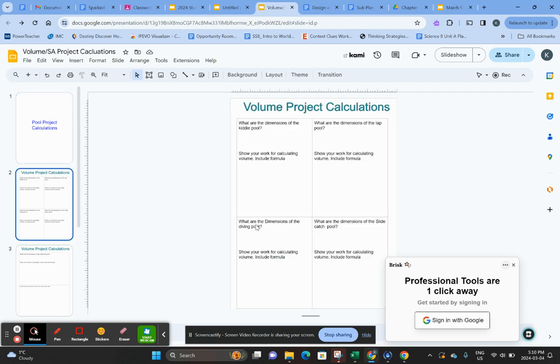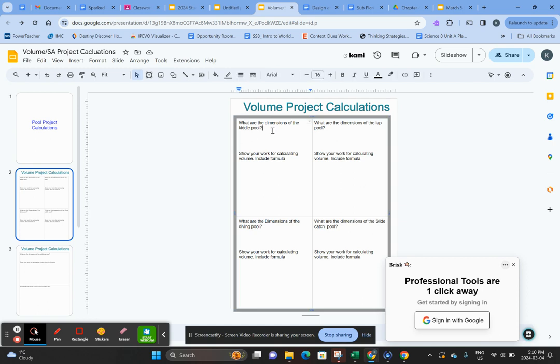So to calculate your pool project calculations, you need to come up with, okay, what are the dimensions of a kiddie pool? Now keep in mind, dimensions of a pool are usually in meters. An Olympic diving pool is about 50 meters in length. So you can come up with your own proportions. And then you calculate. So what are the dimensions of the kiddie pool?